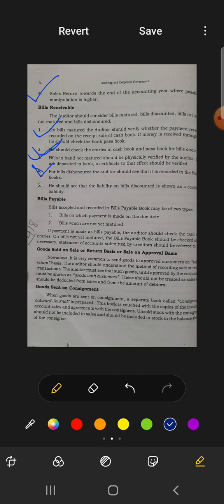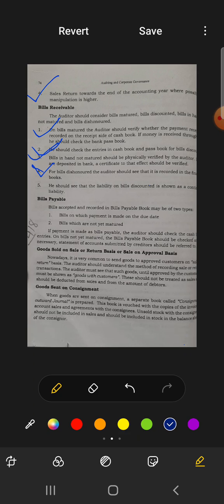The first one is while the bills are matured, the auditor should verify the payment received is recorded in the receipt side of the cash book, or if the money is received through bank, he should check the passbook. The second one is he should check the entries in the cash book and passbook in the case of bills discounted. Third point is in the case of bills in hand not matured.